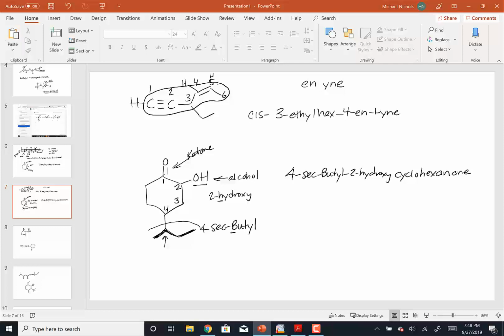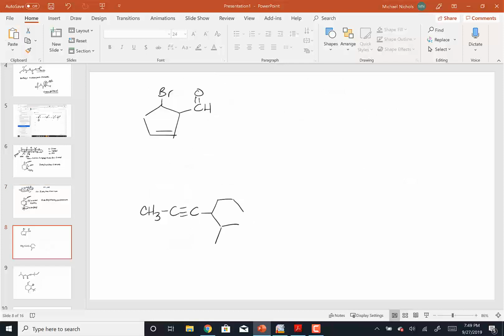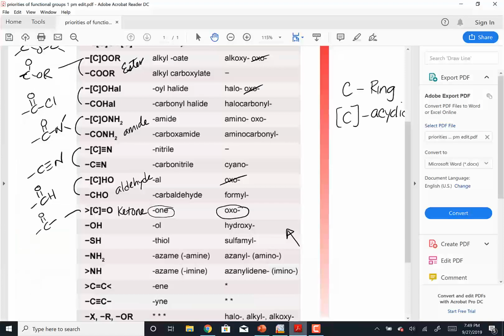Okay, so that's the name of that molecule. Okay, another ring, and in this case, we're going to look at the 2 functional groups that are present. We have an aldehyde, and we have an alkene. Which one of those has the highest priority on the chart? The aldehyde beats the alkene.